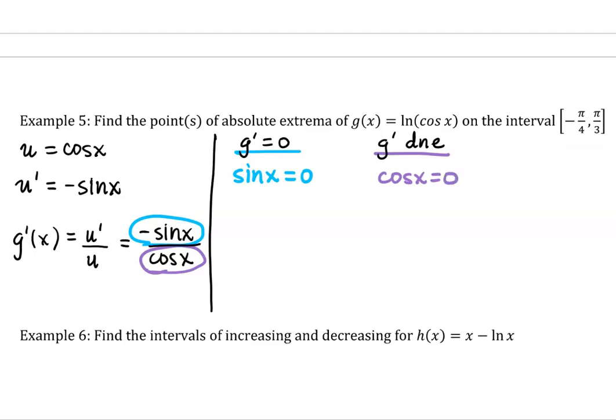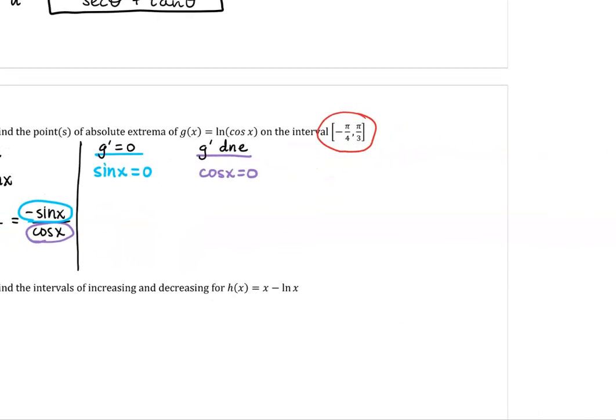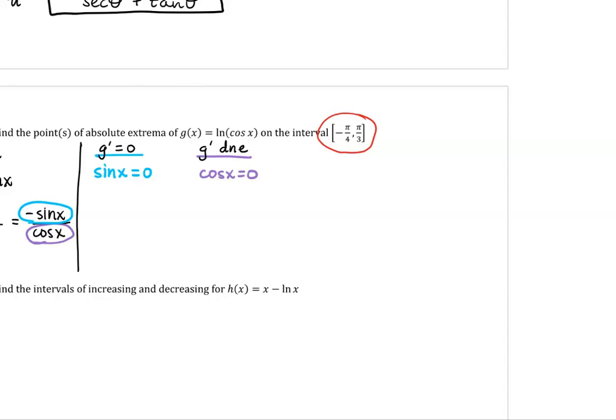And keep in mind that we are working on a specific interval in here. This interval from negative pi over 4 to pi over 3 looks something like this. There's my x-axis, there's my y-axis. Negative pi over 4 is about right here. And pi over 3 is about right there.